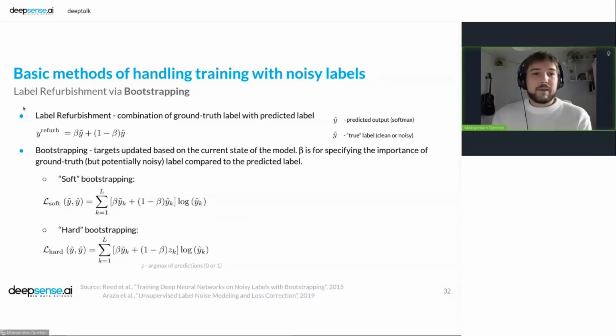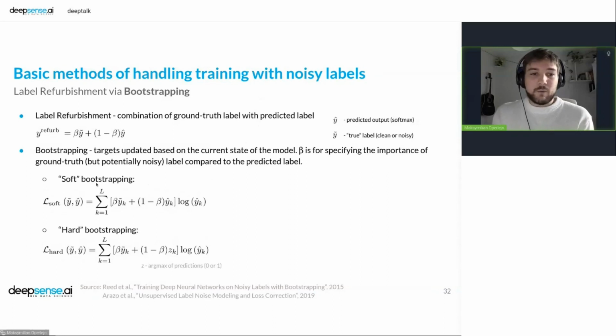Here we got label refurbishment. The method is called bootstrapping, and it's probably the oldest method of dealing with noisy labels. Basically, it's a combination of the ground truth label with the predicted label. We are mixing both the prediction and the ground truth label in some proportion, dictated by the beta hyperparameter. Intuitively, as the learner improves over time, its predictions can be trusted more, right? So we are punishing less for a prediction different from our ground truth.